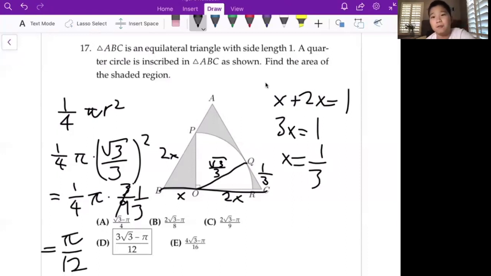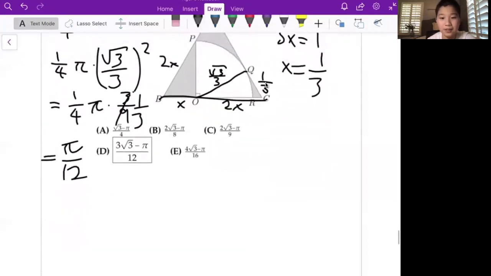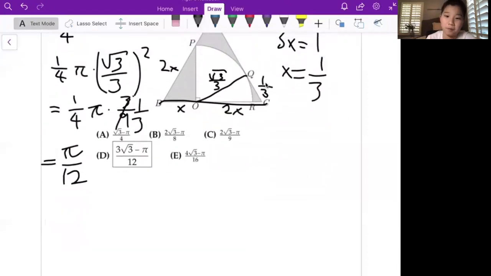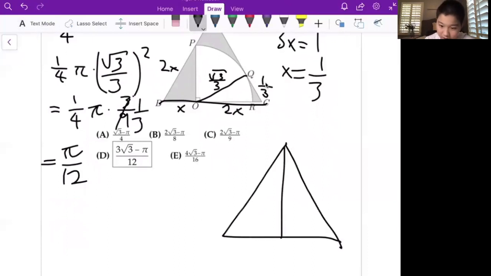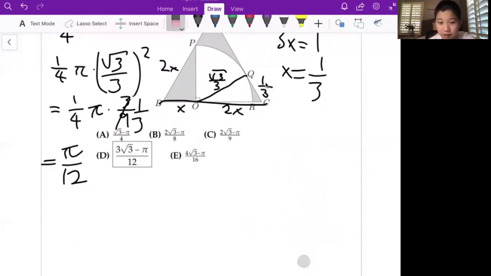So now we have to calculate the area of the equilateral triangle. I'm not going to do it right now. There is a formula for it, and you don't need the formula actually. If you just do this 1/2, this is √3, because of 30, 60, 90 triangles, you can calculate it. So it turns out the area is √3/4.